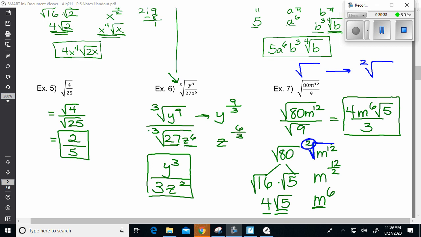Questions 5, 6, or 7? Okay, it's not a hard problem, but you're going to have to put in that work with multiplying and knowing what goes with what.